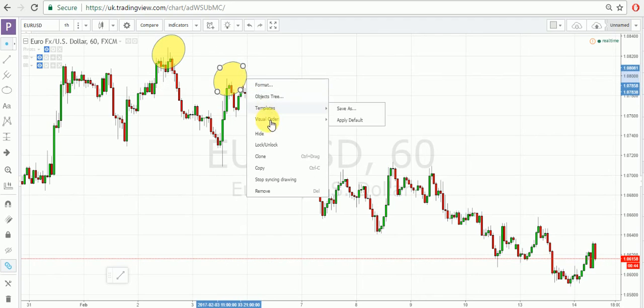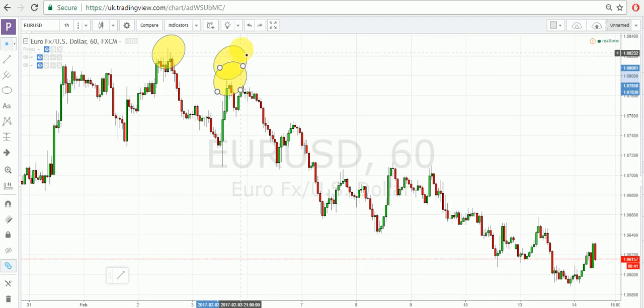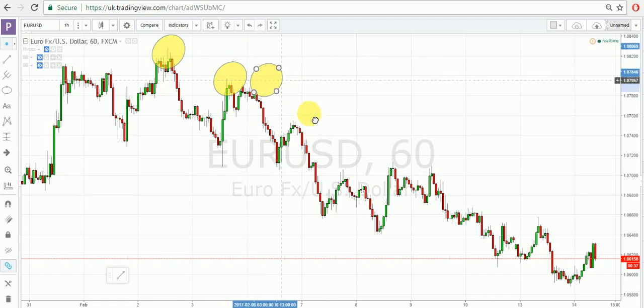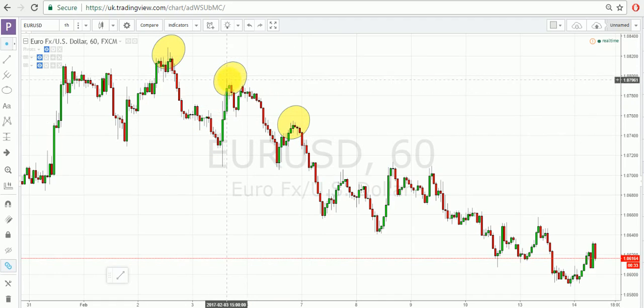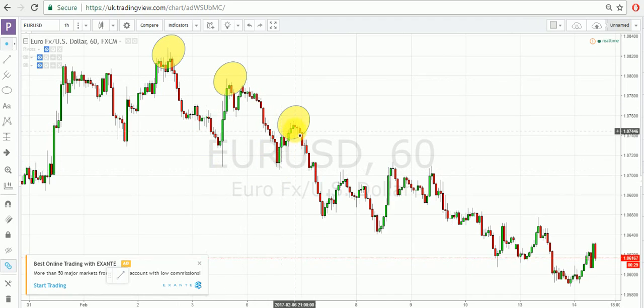We'll clone that ellipse there. So now we're looking for another lower high, which is here. So price has come down, it's popped up, made a lower high, come down, made a lower low, made a lower high, it's come back down, it's retraced, made another lower low and another lower high.